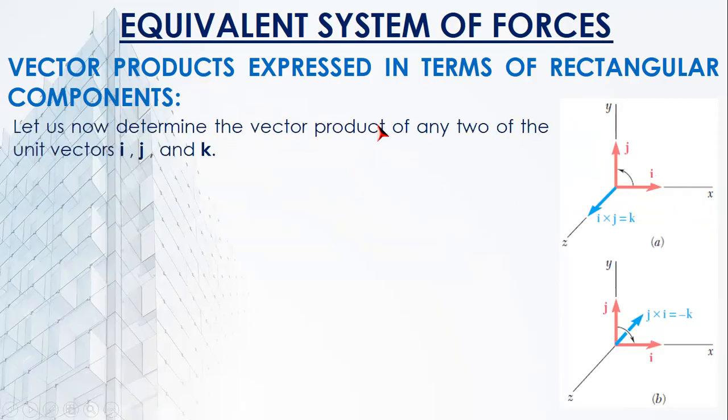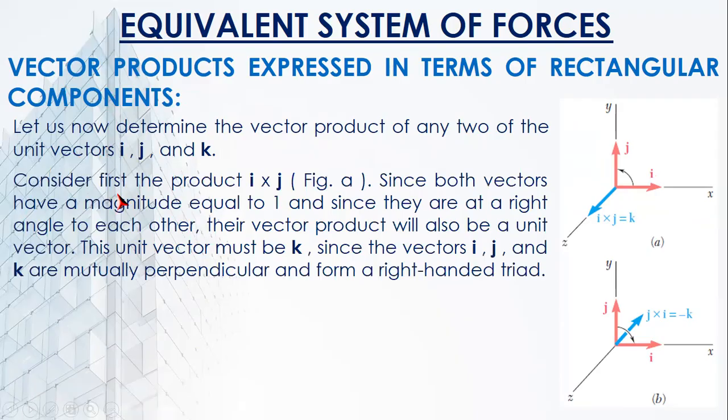So let us now determine the vector product of any two of the unit vectors I, J, and K. Considering first the product I cross J, in figure A, since both vectors have a magnitude equal to 1, and since they are at a right angle to each other, their vector product will always be a unit vector. This unit vector must be K, since the vectors I, J, and K are mutually perpendicular and form a right-handed triad.